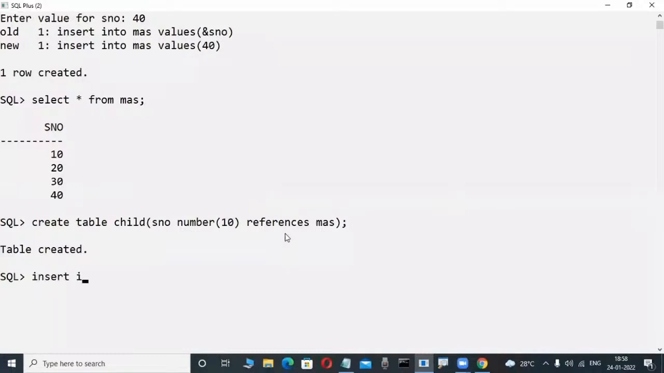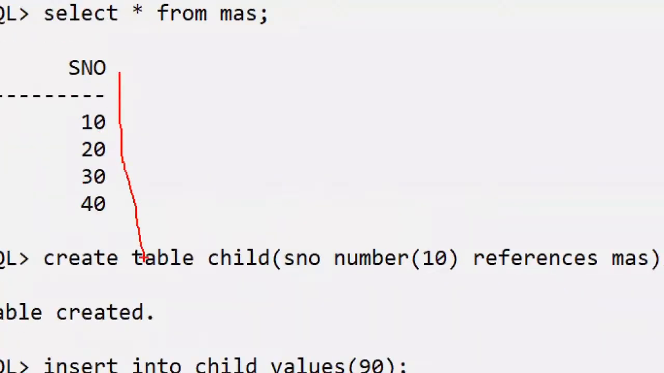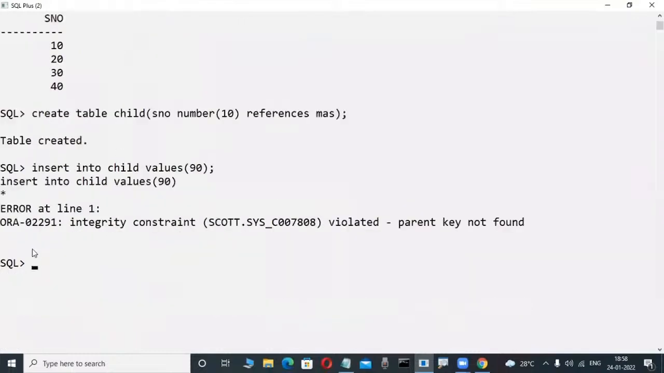Now I try to insert. Check it out here. I try to insert a value other than a master table value. Suppose I try to insert 90, it is not possible. 90 is not there in the master table, so it is impossible. Other than a master table record is impossible. This gives an error, and you will become familiar with these errors in the future, maybe a parent key not found.